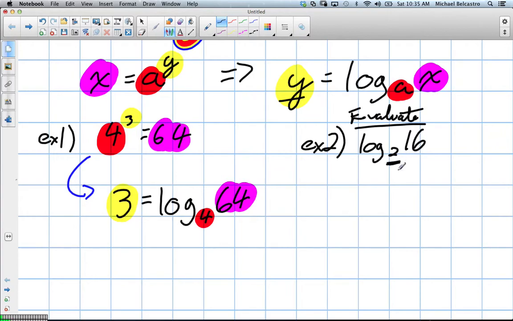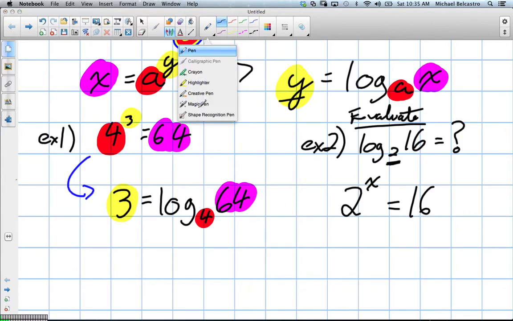If this is the base, that means it's going to be what part of the exponent? The base of the exponent. The base of the exponent, right. So we know we're going to have base 2. Our power is going to be what? The answer. Do we have an answer here? No. Our answer is unknown, so we're going to call it x. And the value in the log is going to be our new answer. So this becomes a much simpler question to look at.